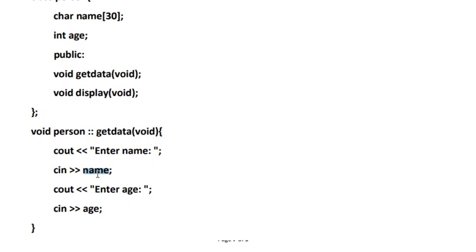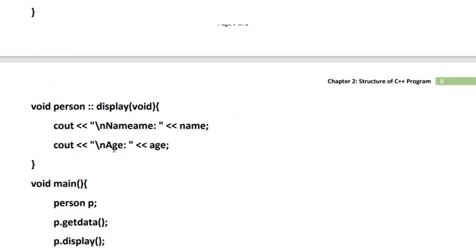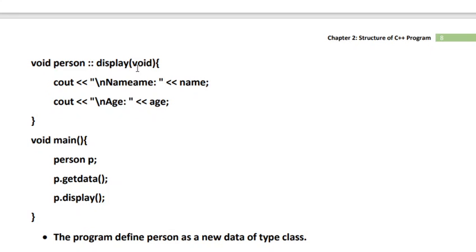So cin I'm using to read the name, right? Okay, likewise cout enter age, I'm using cin to read the age, right? So likewise I'm defining the function display. Again display belongs to class person, return type of display is void and takes in no parameter, so it is defined in this particular manner.